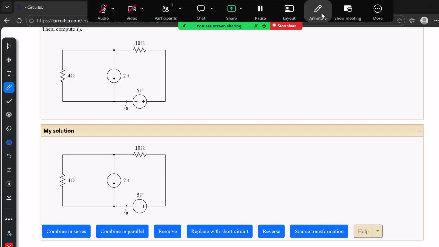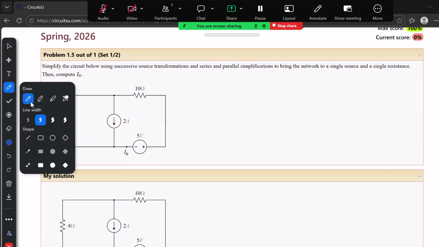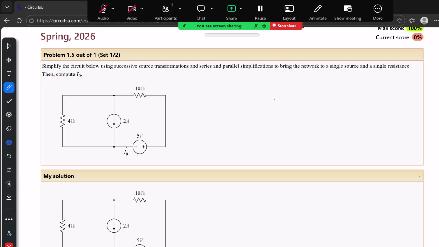Hello class, and welcome to this video in which I will show you how to use CircuitsU to perform source transformation and to learn about the concept. So the first thing that we need to understand about source transformation is that it is always with respect to two terminals, and we have two canonical or two default forms for the source transformation.